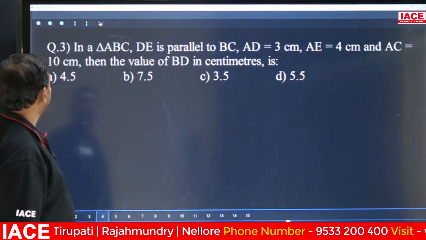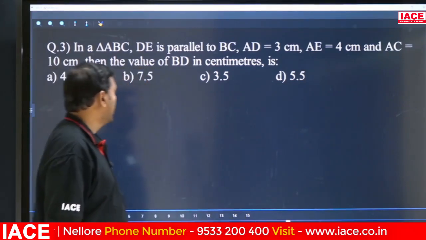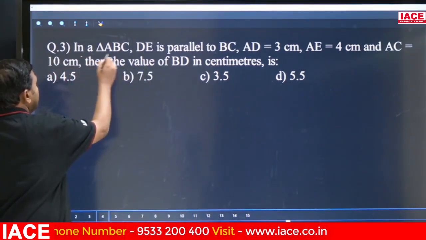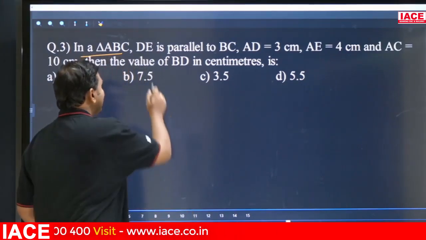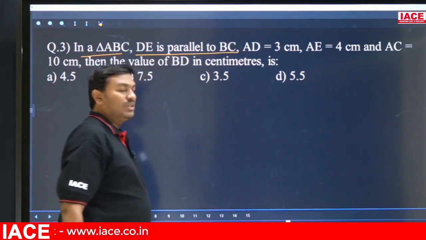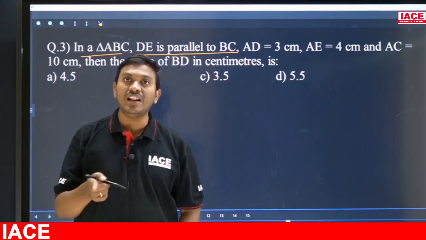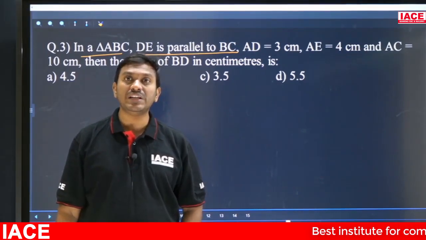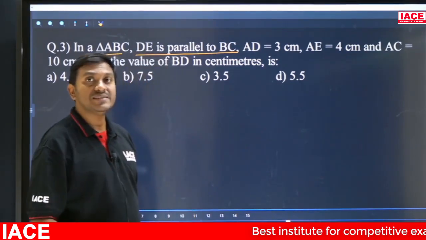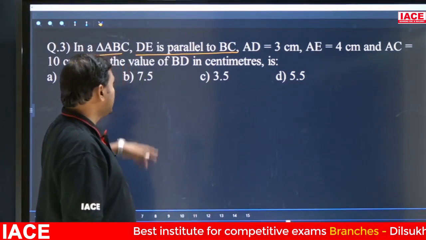Question number 3. In triangle ABC, DE is parallel to BC. Here that is a clue we have. DE is parallel to BC. In a triangle, if a parallel line is drawn, immediately which theorem we have to remember? Basic proportionality theorem or Thales theorem we have to remember. So this is the clue.